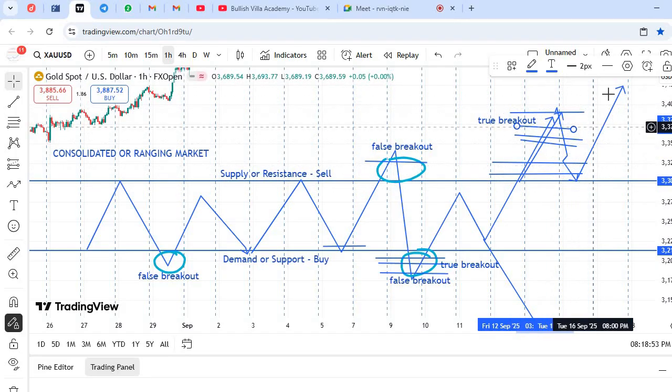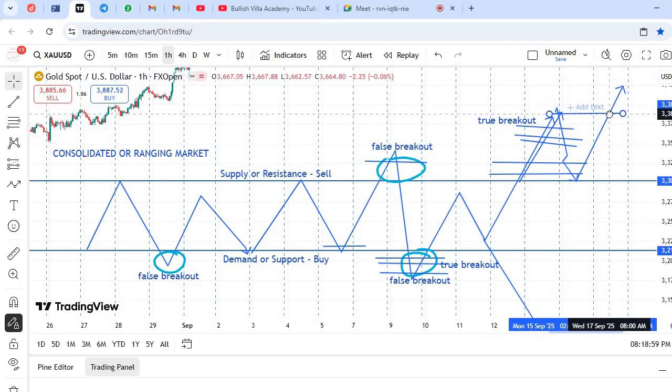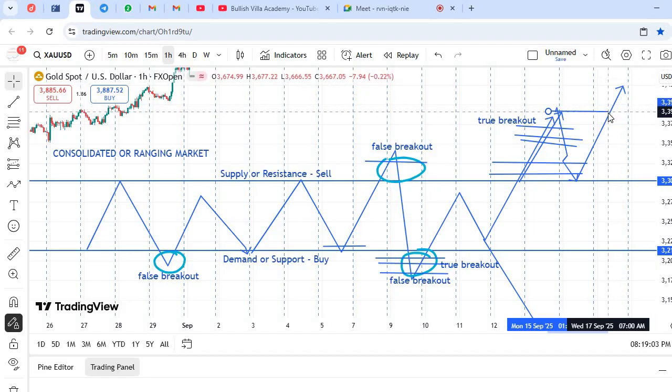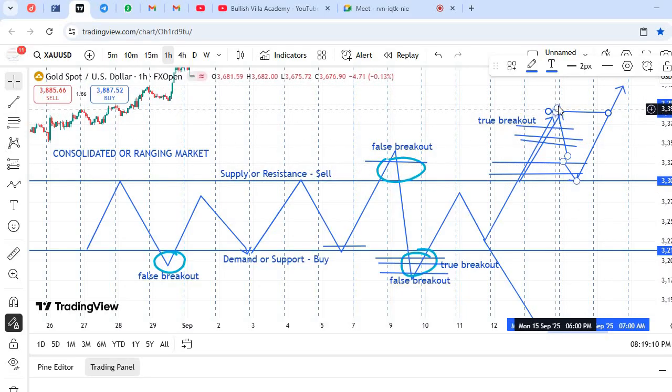So once you have something like this, that means that this thing is breaking. It has broken. There's a break of structure here. You see that there's a break of structure here. This was the former high. Now we have a new impulsive high that has taken out this high. Do we understand? Do we get it?